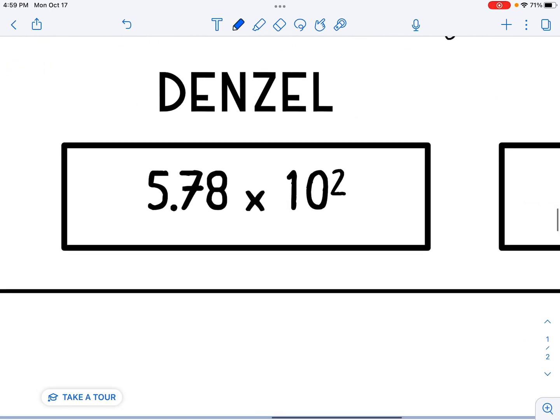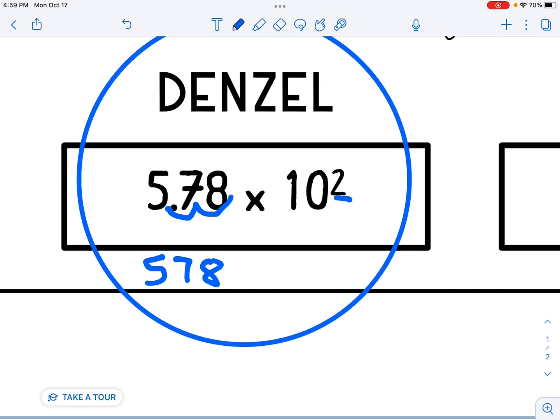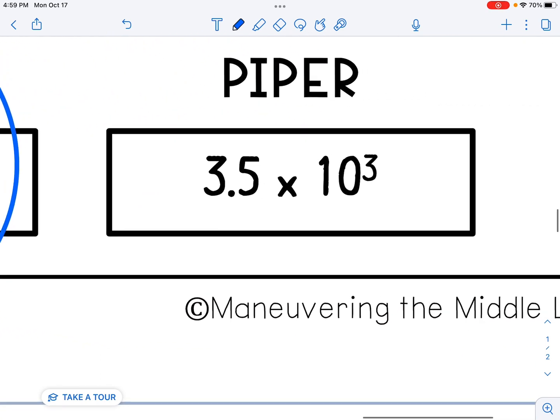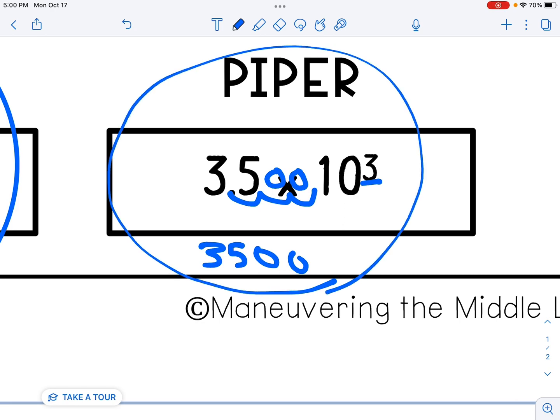Then Sal has the number 5.78 times 10 to the 2nd, moving 2 spaces, 1, 2. The number is 578, rewritten, and that does qualify because it is larger than 500 but smaller than 5,000, so this is accurate. And Piper, moving 3 decimal places, 1, 2, 3, placing the zeros in the swoops. The number is 3,500. Again, bigger than 500, smaller than 5,000, and Piper is correct as well.